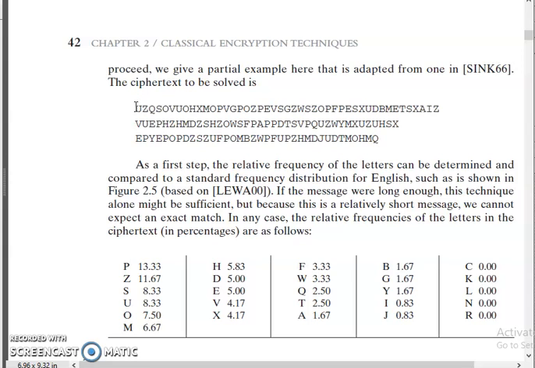This is shown here. According to this ciphertext, in this table you can see which letter has the highest frequency. This is the frequency level of the ciphertext. For example, in the paragraph, the letter P is frequently used compared to the other letters. So the letter P has the frequency level of 13.33. According to the ciphertext, letter P is the most frequently used letter.